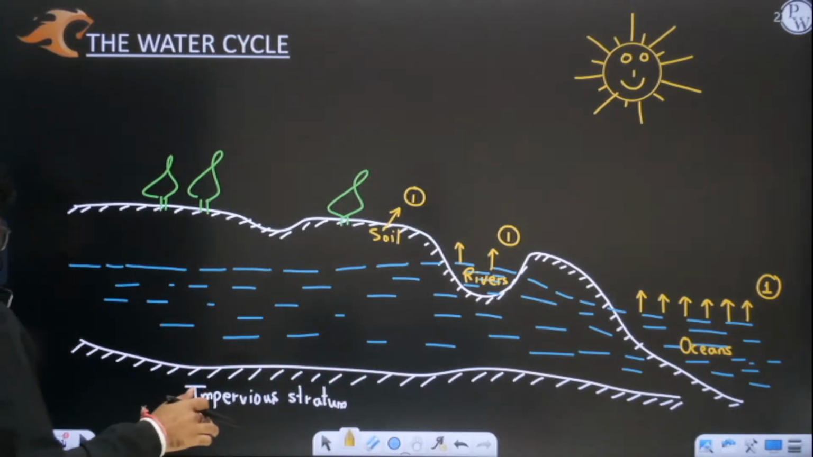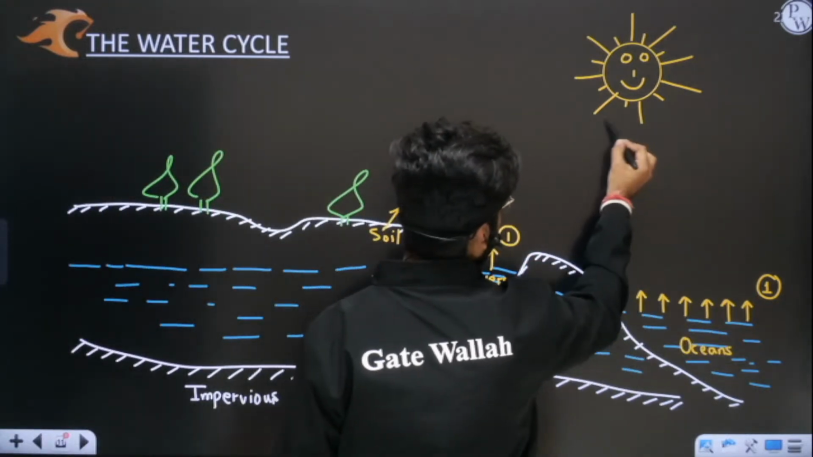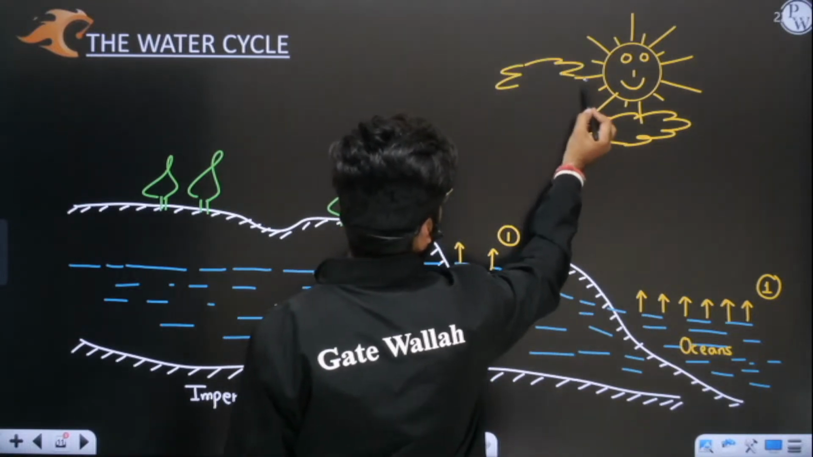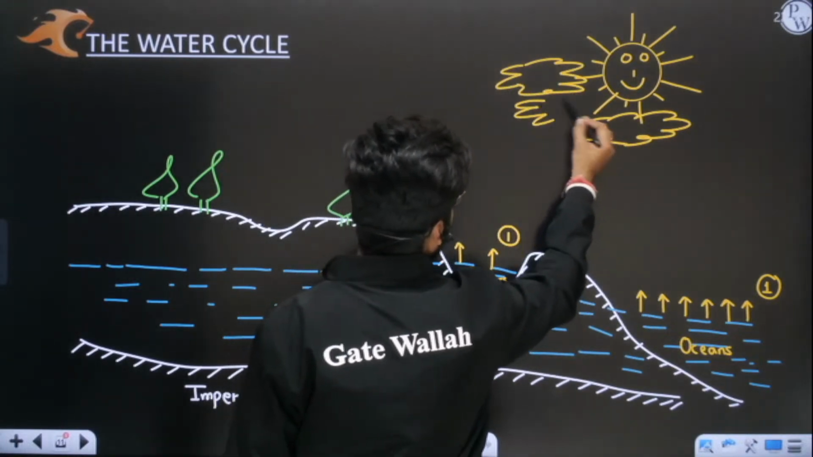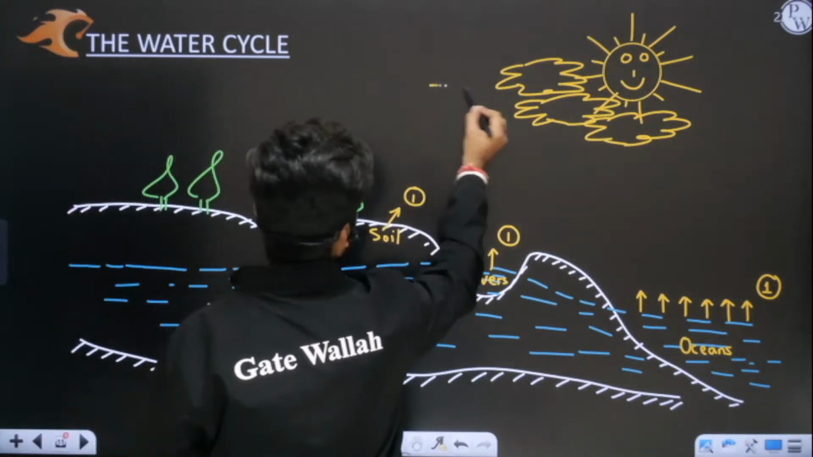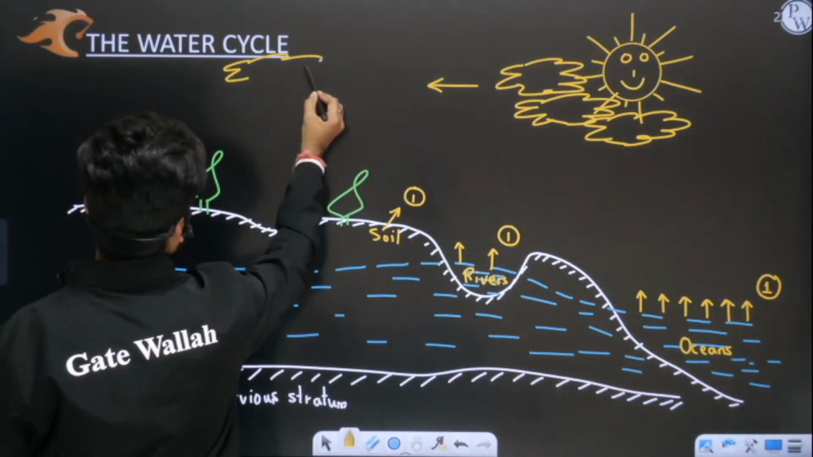Now, in the second step, what will happen? You all know that clouds will form. Yes or no? Clouds will form, and these clouds will start moving towards land masses because of land breeze, you all know this. It will start moving towards land masses.